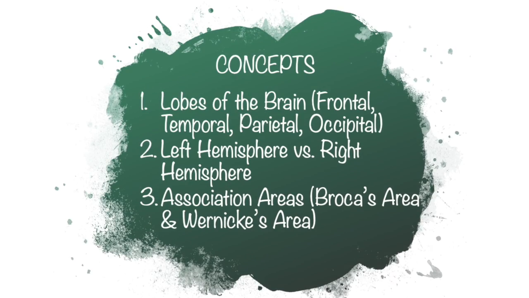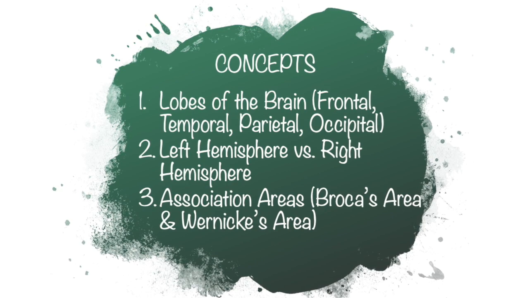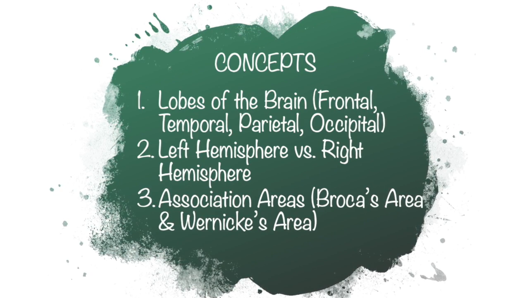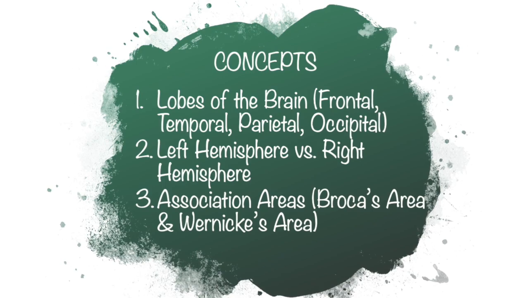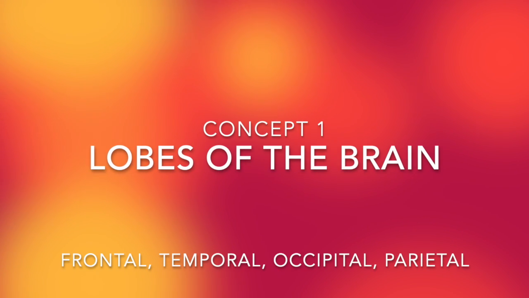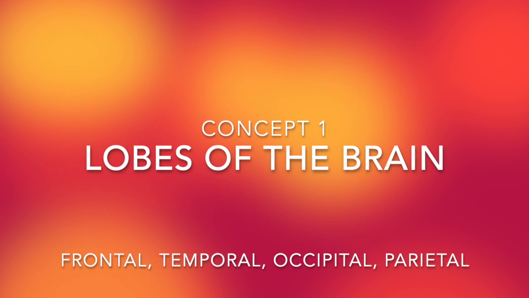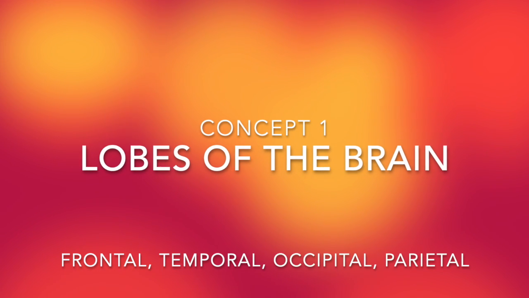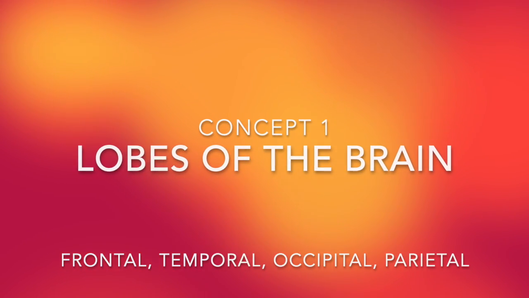These are the three concepts I'm going to be covering: the four lobes of the brain, the left hemisphere versus right hemisphere, and the association areas. We'll start off with the first concept, the four lobes that the brain is broken up into: the frontal, temporal, occipital, and parietal.